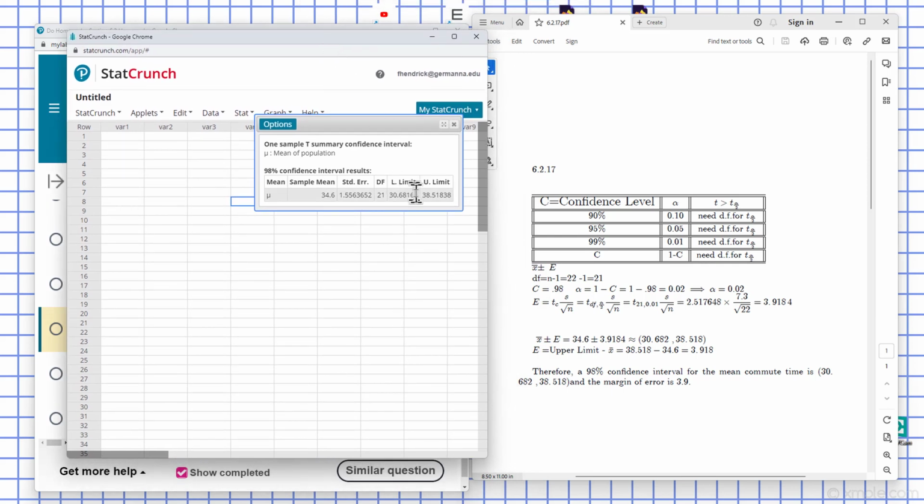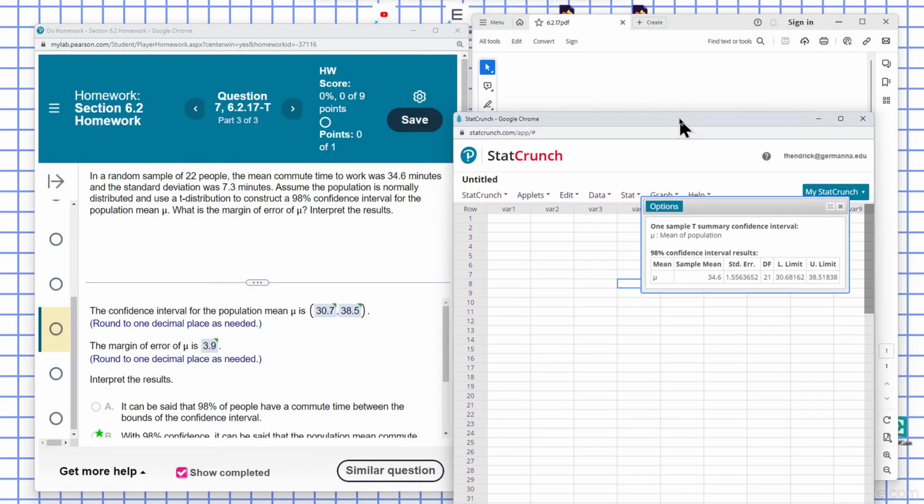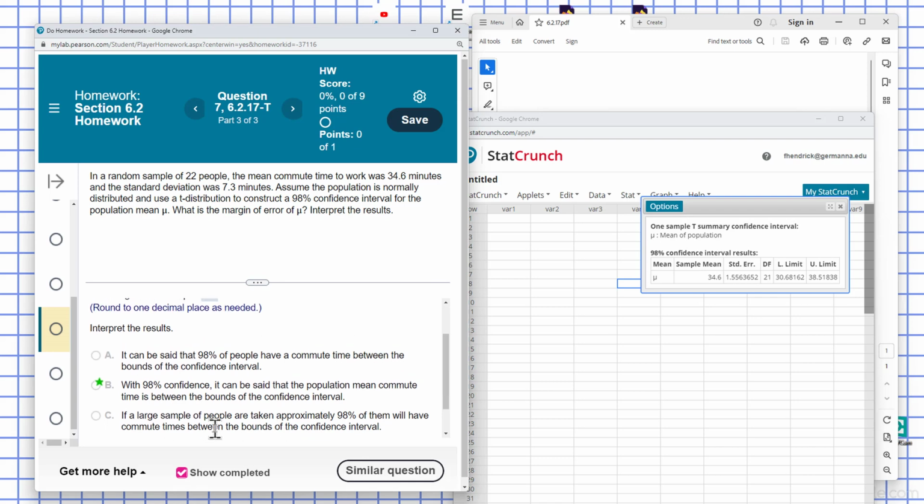What we can do, if we do it through StatCrunch, is subtract to find the margin of error. We can subtract the upper limit minus the mean, and we get this number here for our margin of error. So there's the upper limit, there's our mean. We can subtract them and get the margin of error using StatCrunch. So that's two ways you can get it. Okay. So with 98% confidence, it can be said the population mean commute time is between the bounds of the confidence interval.